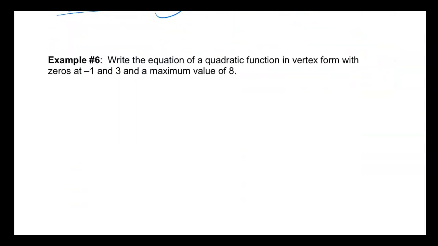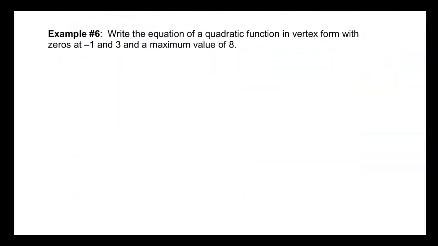Right now, look at question number 6 and try to solve it. I want you to write this answer in vertex form. Let's read it first. It specifically says, write the equation of your quadratic function in vertex form. So that's the hint telling you what form it needs to be in. You have 2 zeros, -1 and +3. And you have a maximum value of 8. Try this out before I do it. What is this going to look like?